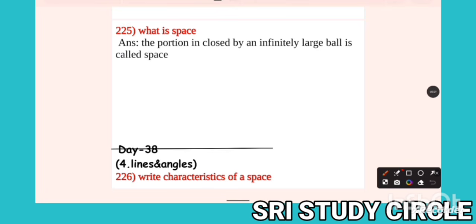The portion enclosed by an infinitely large ball is called space. Space is nothing but an infinitely large ball. Okay. Now next question.